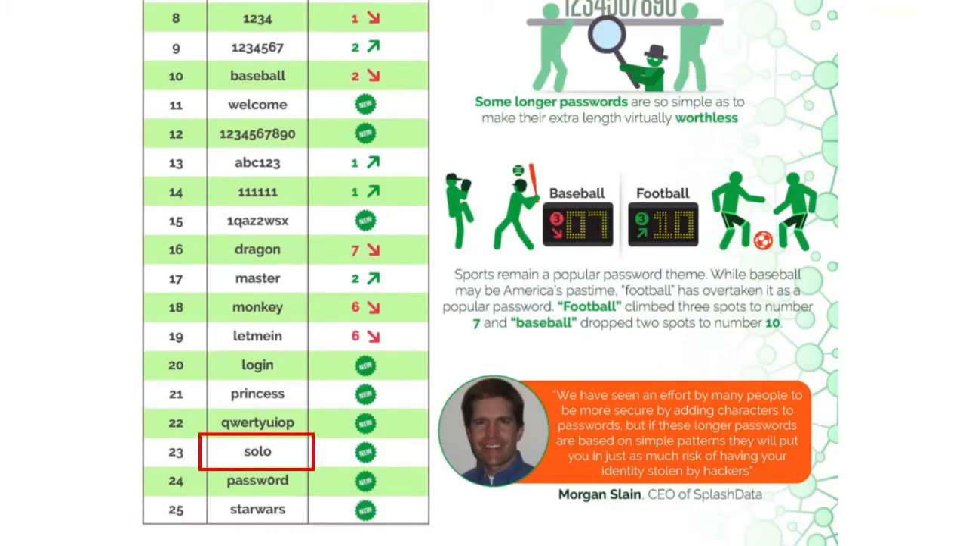There were a couple that returned to the list after being off last year. Those were Princess and Password with a 0 for the O. The guys who did the report wanted to make a big deal out of the new ones at number 23 and 25, Solo and Star Wars. The new Star Wars movie just came out in December. There was a lot of hype about it last year, so there's talk that maybe that's why. Princess returned to the list after a year off. But come on, people.